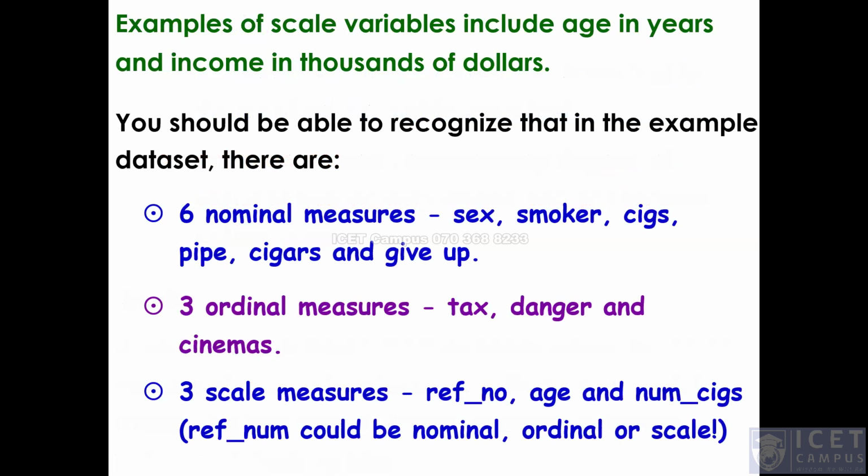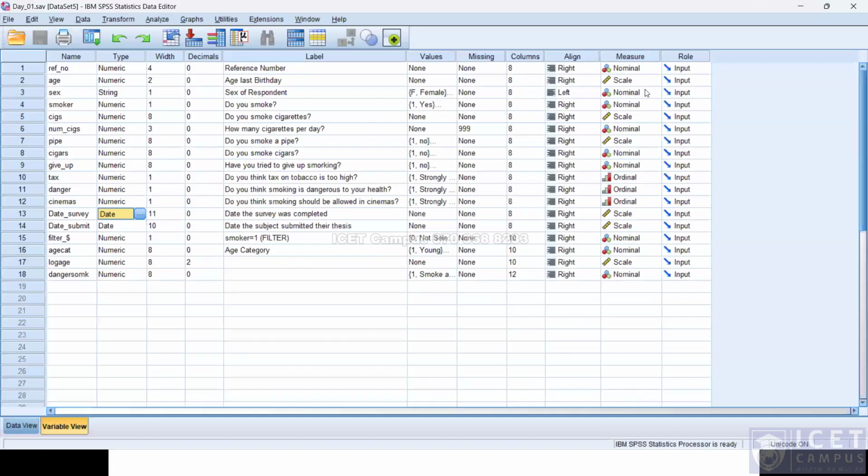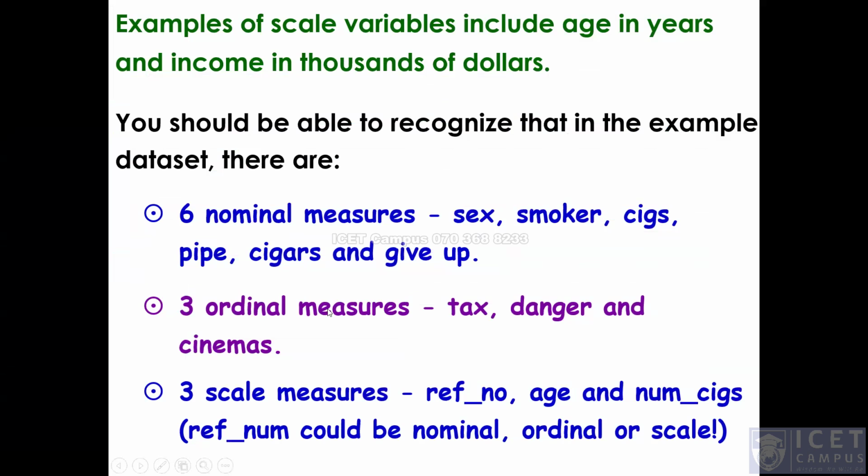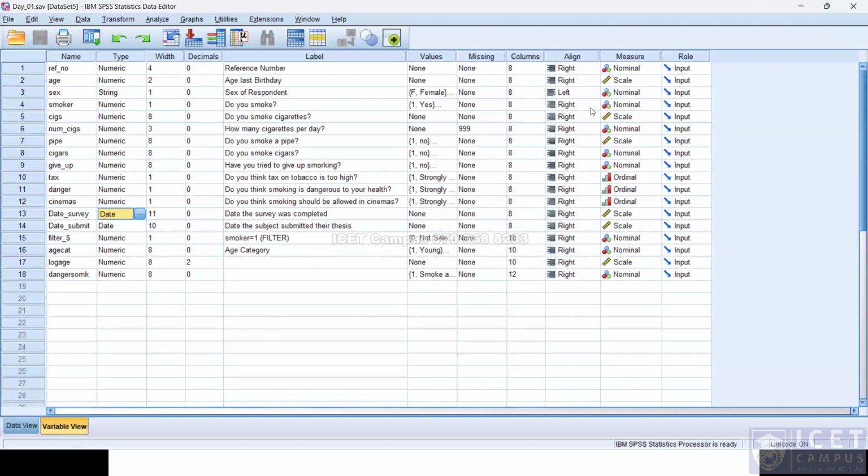So 6 nominal measures. What are the nominal measures here? These are sex, smoker, cigs, pipe, cigars, and give up. So these are nominal. And you can identify 3 ordinal measures: tax, change, and cinema. So those are ordinal measurements.